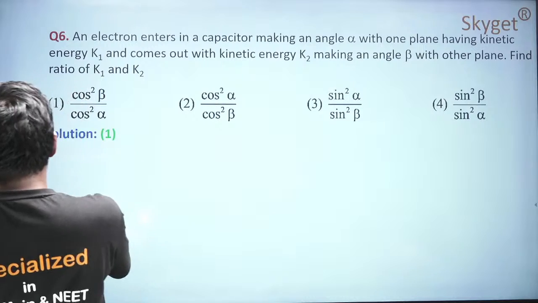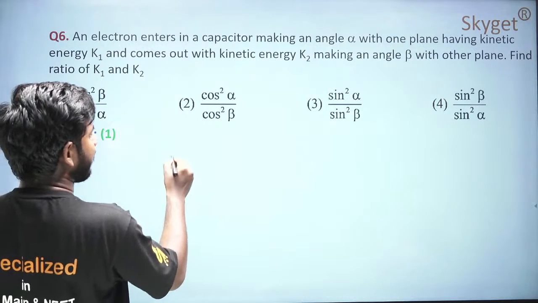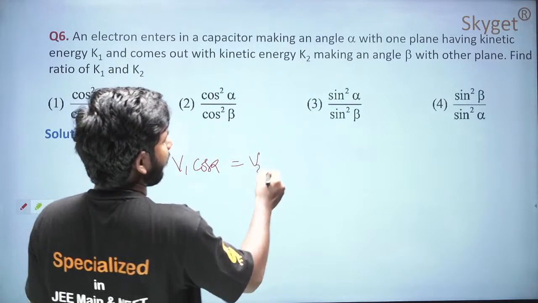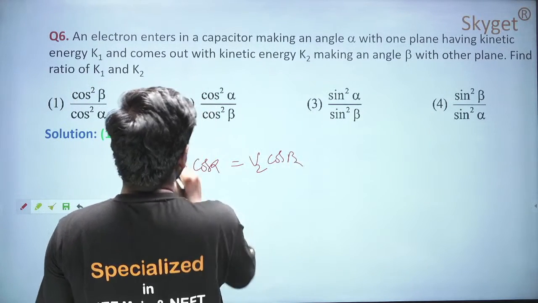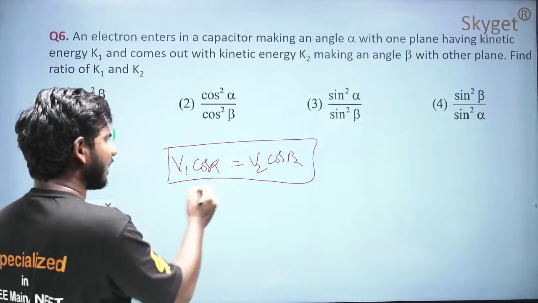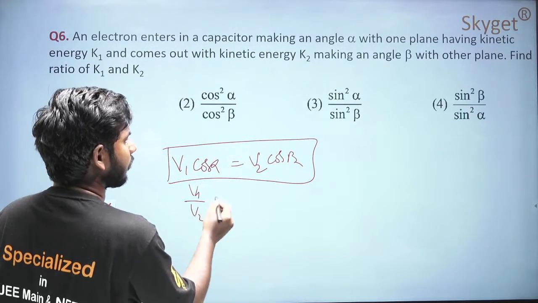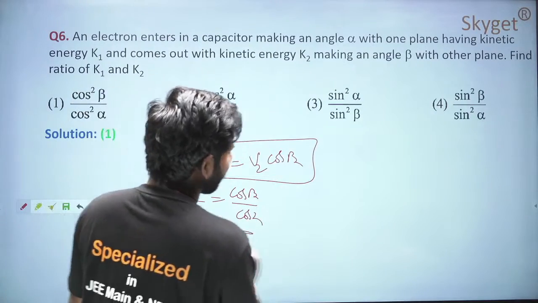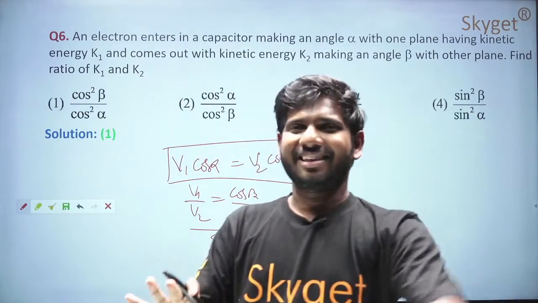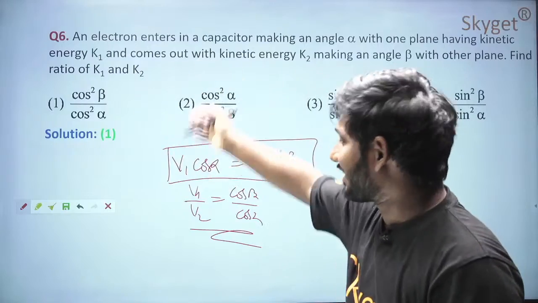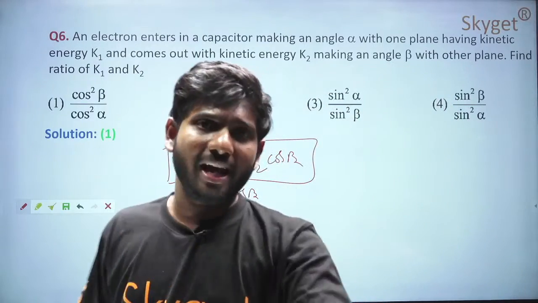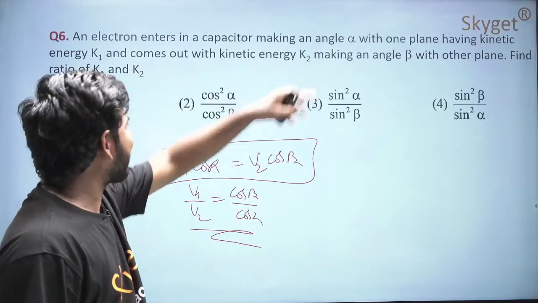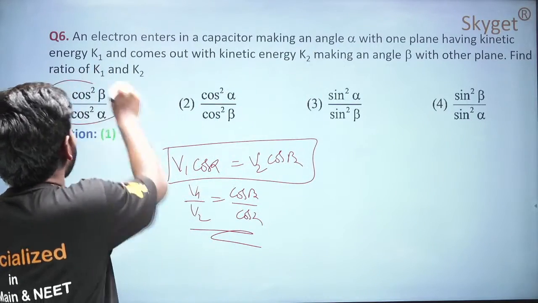V1 cos alpha, the horizontal component, should be equal to V2 cos beta. From here it's an obvious question. So V1 by V2 is equal to cos beta by cos alpha. Now you know the speeds, students, and the rest you can do with kinetic energy ratios: half mv1 squared by half mv2 squared, half m cancels, and squaring on both sides, the answer will be cos square beta by cos square alpha.